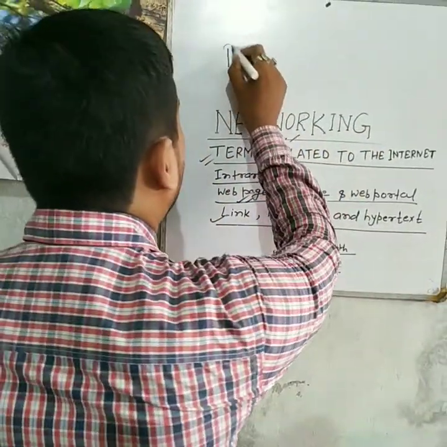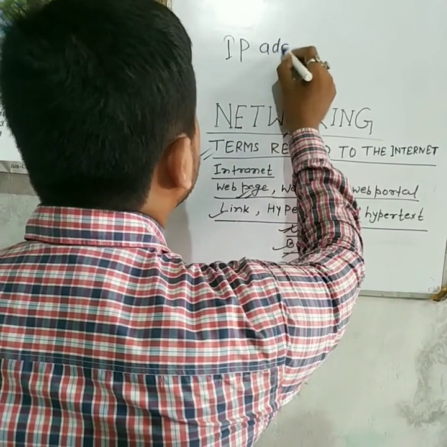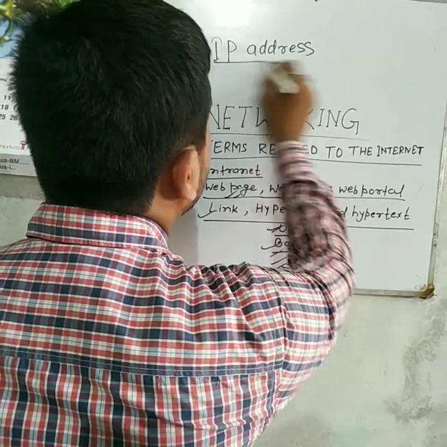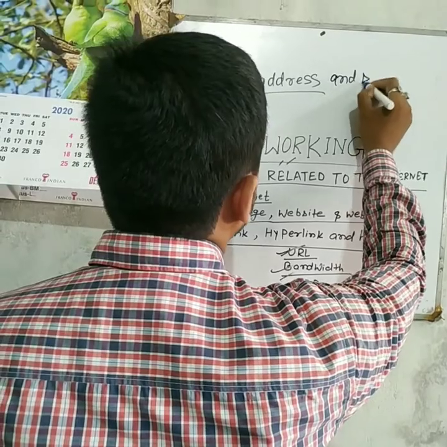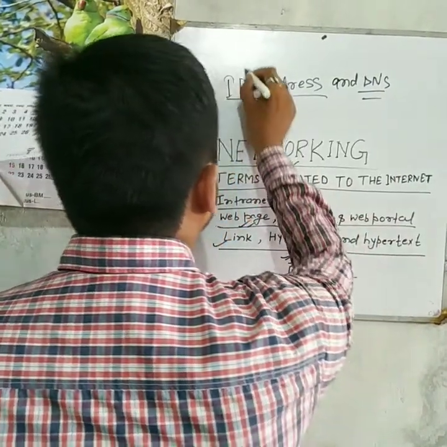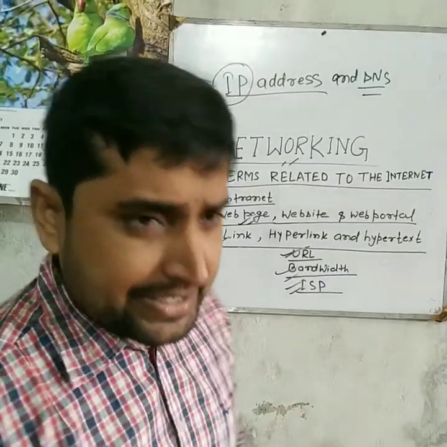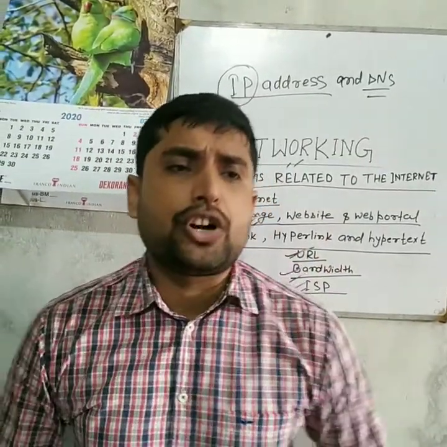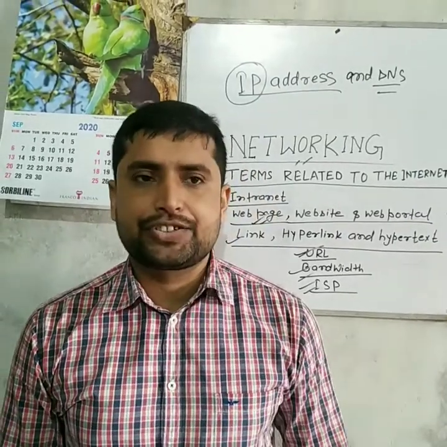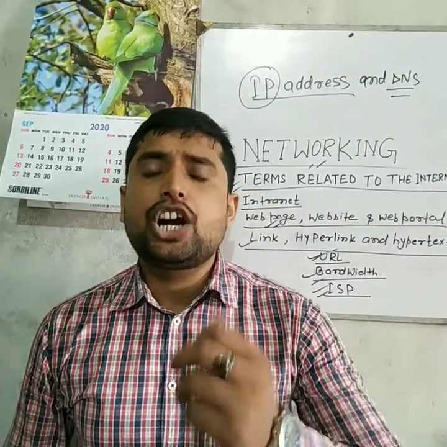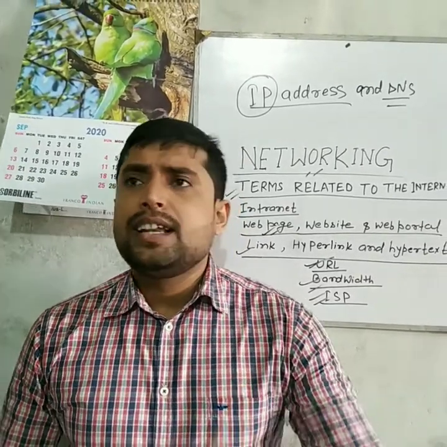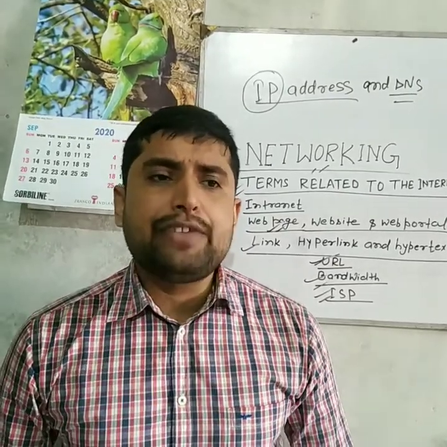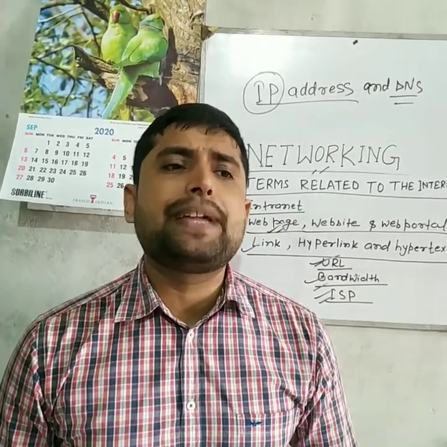Next topic is IP address and DNS. Firstly, what is IP address? There are thousands of websites on the internet. Like the phone number of a person, a website has a unique number called its IP address.